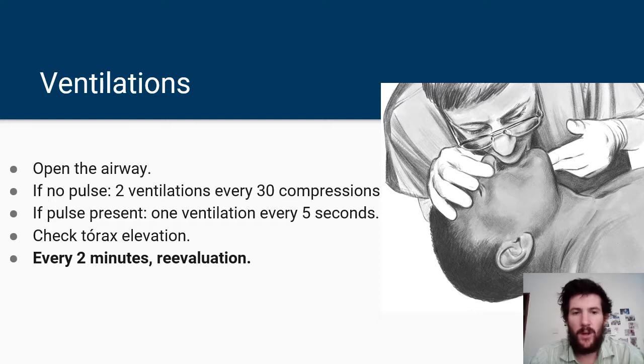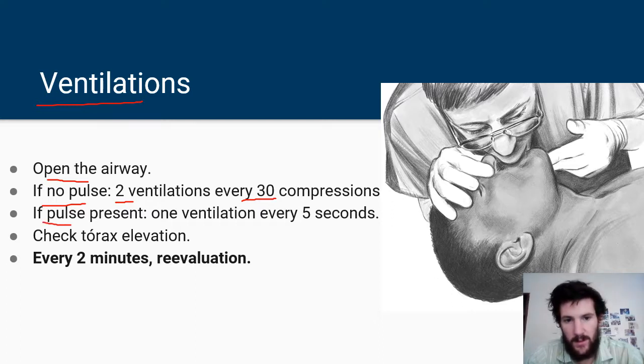Now we're going to talk a little bit about the ventilations. Maybe this patient is on the floor, we check the pulse and it is present, but the patient is not breathing well. So what do we have to do? It is the ABC. First, open the airway to check if there is something and take it away. If there is nothing and there is no pulse, you give 2 ventilations every 30 compressions. And if the pulse is present, you give 1 ventilation every 5 seconds.